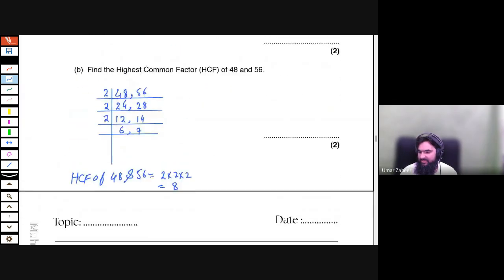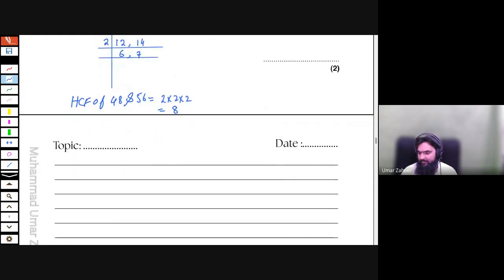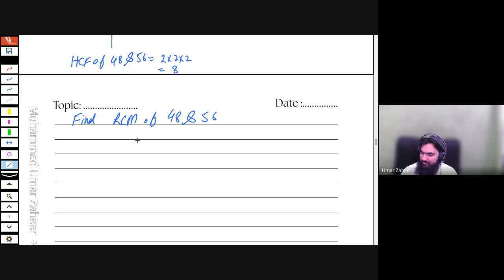For the same numbers, you might also need to find the LCM. If the examiner says that you have to find the LCM of 48 and 56, we have to use the same method. We will divide them, but we will divide until both numbers become 1 and 1.